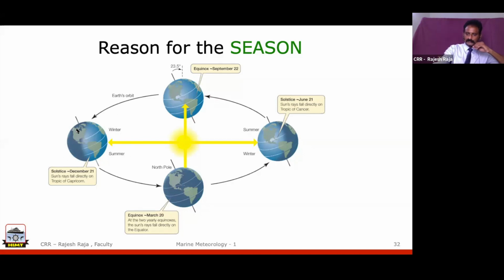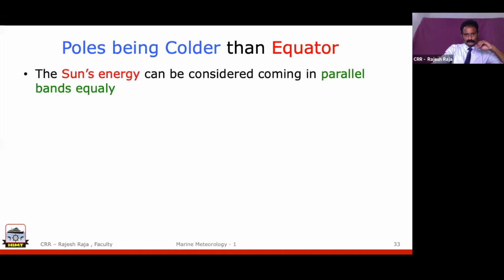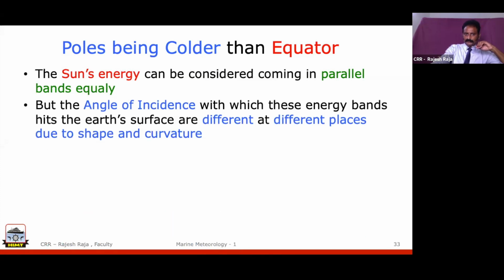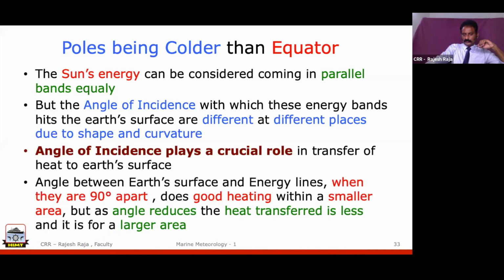Now, this has got to do with something with heat transfers. Now, let us look at poles being colder than the equator. A sun's energy can be considered, since it's coming from a very large distance, as parallel bands, coming equally. Now, the angle of incidence with which it hits the Earth's surface, that means the flat Earth, and the angle with which the sun's rays are coming in, is different at different places because of the tilt of the Earth as well as the curvature and the shape of the Earth. Now, this angle of incidence plays a crucial role in heating the surfaces and finally giving us the answer for the questions also.